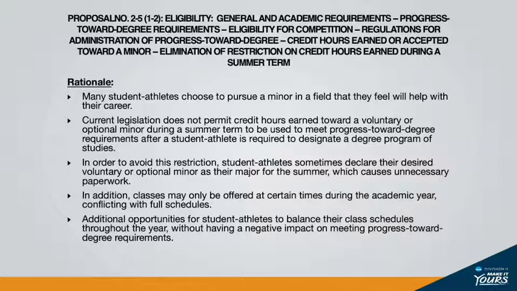In order to avoid this restriction, student athletes sometimes declare their desired voluntary or optional minor as their major for the summer, which causes unnecessary paperwork. Further, classes may only be offered at certain times during the academic year, conflicting with full schedules. This proposal will provide additional opportunities for student athletes to balance their class schedules throughout the year without having a negative impact on meeting progress toward degree requirements.